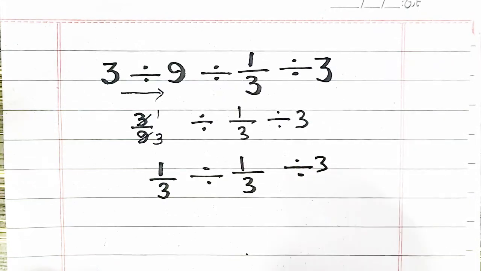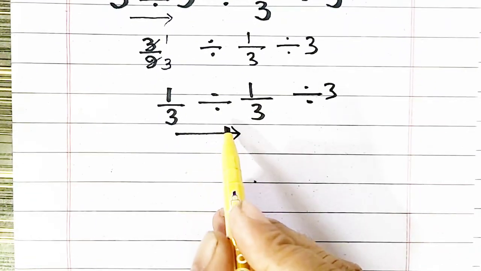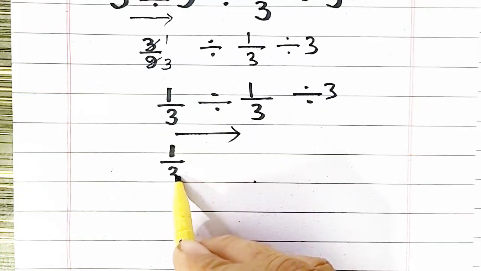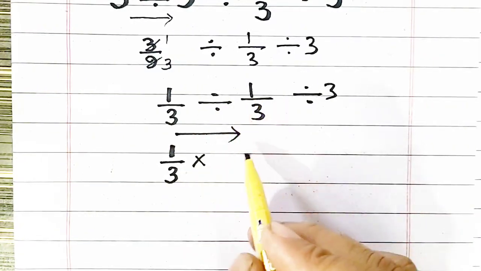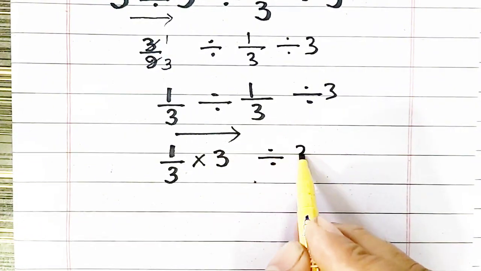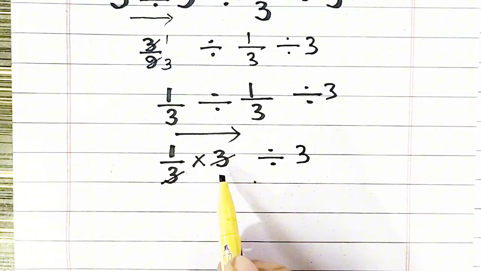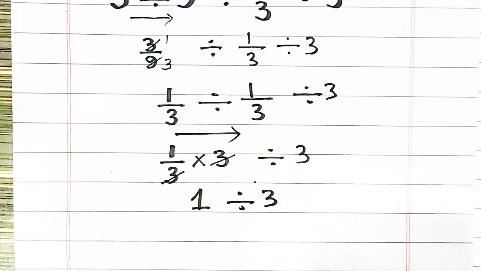Now, we have to move from left to right, so we have to apply here the KCF rule. Keep the first one, 1 by 3, as it is. Divide is changed into multiplication. 1 by 3 is flipped, so it will become 3 divided by 3 as it is. Now, 3 and 3 are reciprocal to each other, so here we will get 1 by 3.